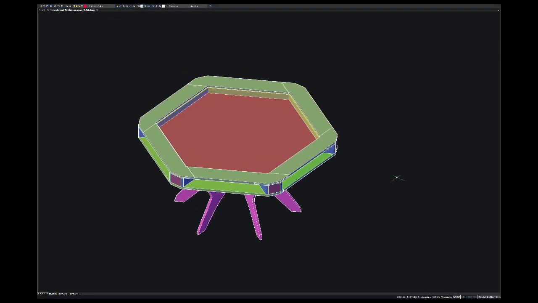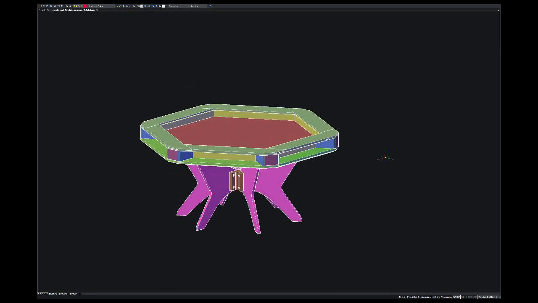This ends my presentation of my new hexagon table design. I hope to have one built in the next few months, at which time I will have a much better idea of what one of these will cost to build.